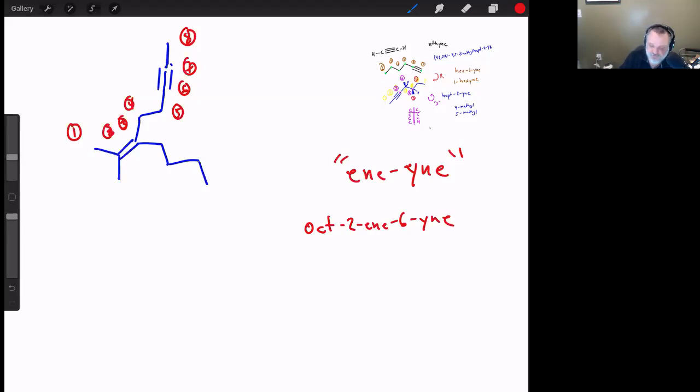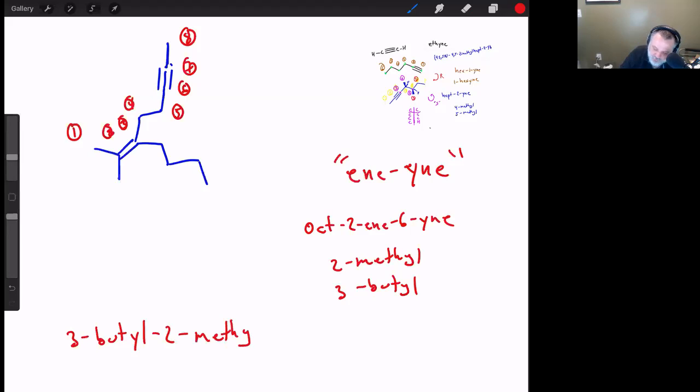What kind of groups does it have? Well, it looks like it has a 2-methyl and it has a 3-butyl. So putting it all together, this is 3-butyl-2-methyloct-2-ene-6-yne.